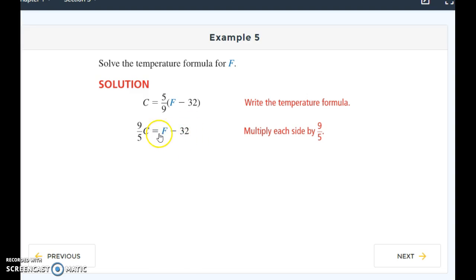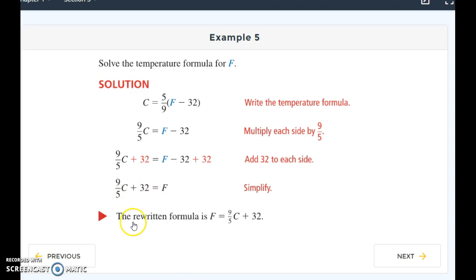Now I'm just subtracting 32 from my F, so I can undo that by adding 32 to each side, and then I simplify again. So I have 9/5 C plus 32 equals F. Then I can just go ahead and rewrite my formula. I started with the formula where I could find the degrees in Celsius, but now I have a formula where I can find the degrees in Fahrenheit.